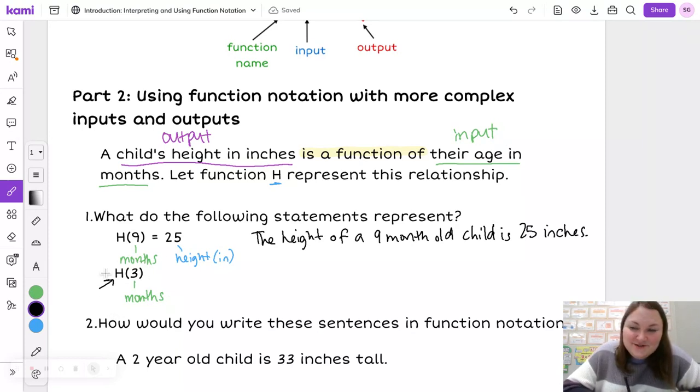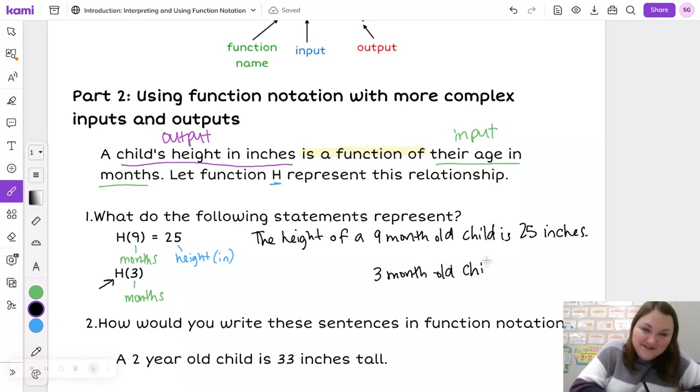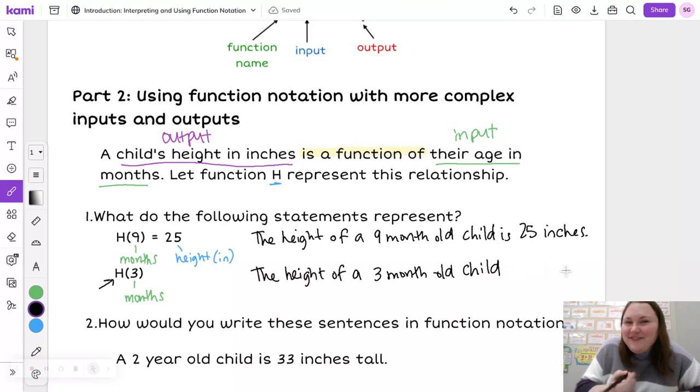So if I try to describe this, some people just write a 3-month-old child. That's not enough because that h tells me we're still talking about the height. So h of 3, I would describe that as the height of a 3-month-old child. I just don't have that last part. I don't know what the height is, so I can't write a full sentence. I can't say is 20 inches or is 15 inches.